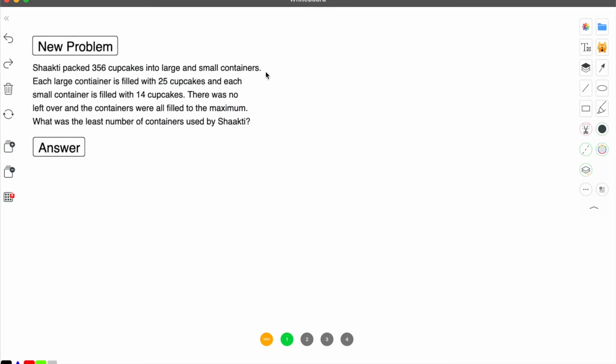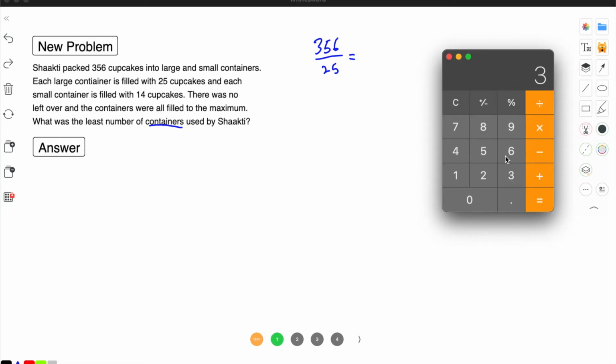So the first thing that we need to do is to take 356 cupcakes and divide by 25, the large container. We divide by 25, the large container, because we are interested to find the least number of containers. So we have to start with the bigger one first. So let's take our calculator. 356 divided by 25.